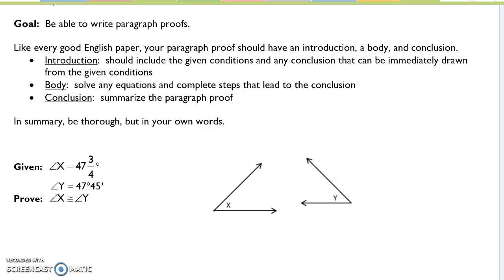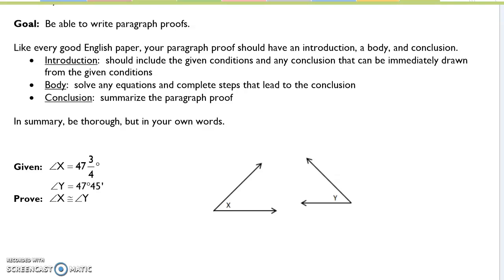The key here is the same as writing a good English paper. We've got to have a good introduction, a good body, and a good conclusion. We have to include our given conditions or any conclusion that we can draw from the diagrams as part of our introduction. The body is going to be our chain of logic, all of our if-then statements that we are going to follow through from the given information. And then our conclusion has to summarize the proof.